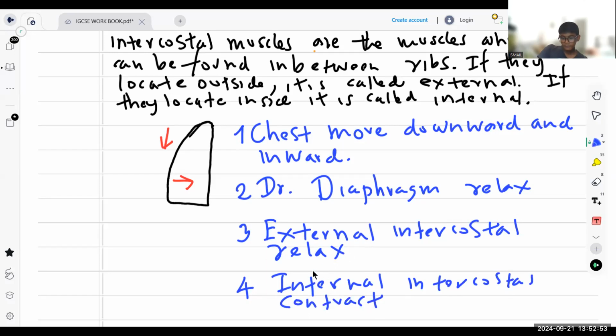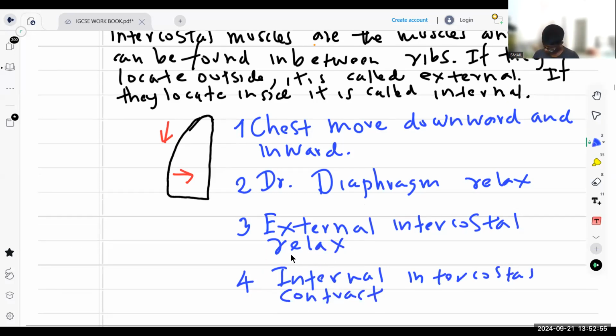Because usually muscles work in opposite ways. If one relaxes, the other one contracts. So even in our hand, when the bicep muscle contracts, the muscle behind the arm relaxes. So the muscle on the top contracts, the muscle on the bottom relaxes. So usually muscles work like this: one muscle relaxes, the other muscle contracts.